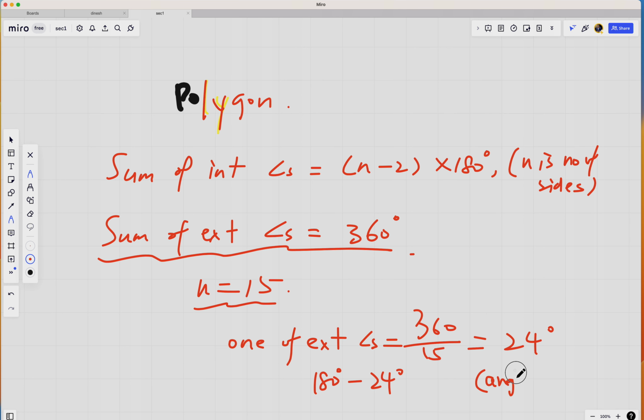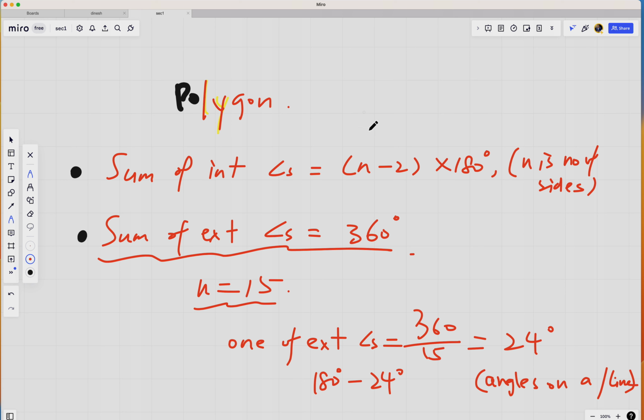Angles on a straight line. So why you cannot do this question is because you have forgotten these 2 points. If you have forgotten the formulas, there's no way you can do questions. So memorize these two formulas.